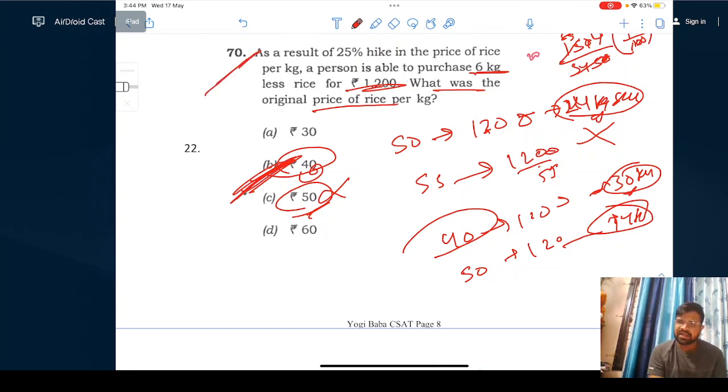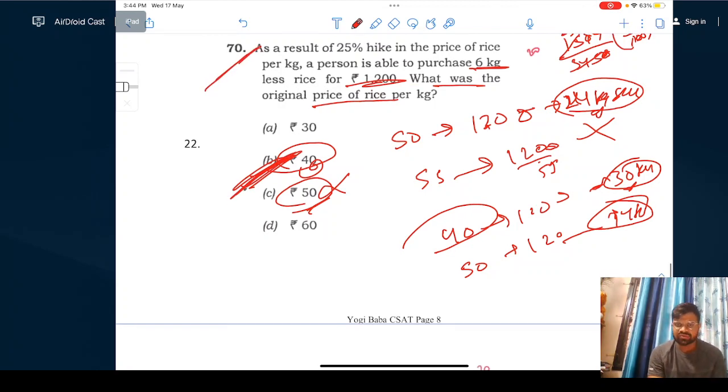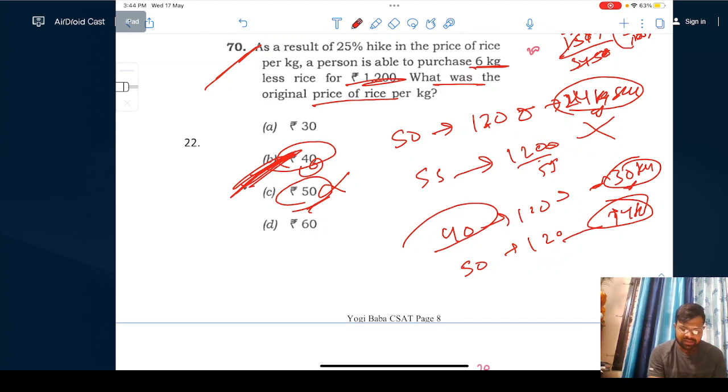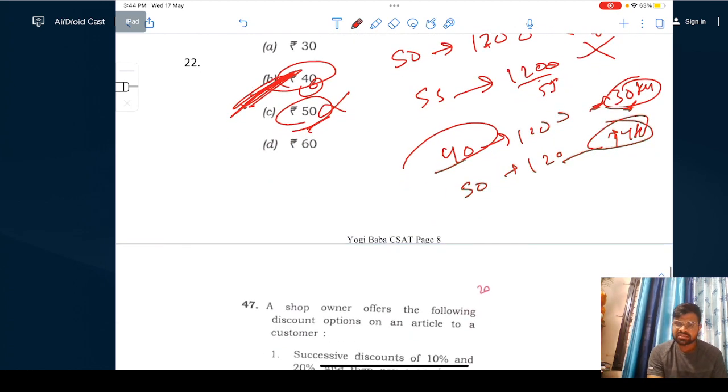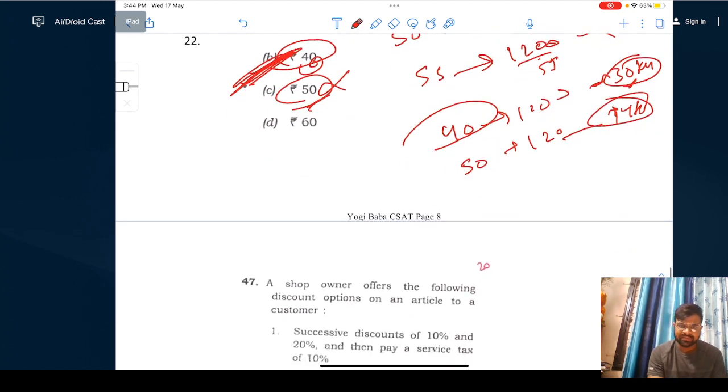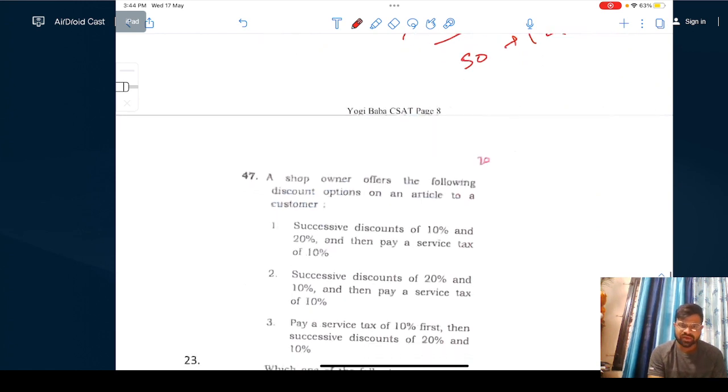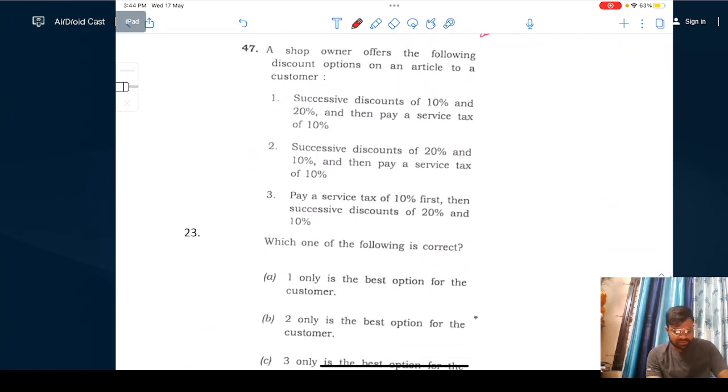Going by the options will help in such kind of question. That was my projection. You can go by 50, 40. You can start by that, and you just have to find how many kg of rice will come for 1200 with that price. That is the simple thing to do.